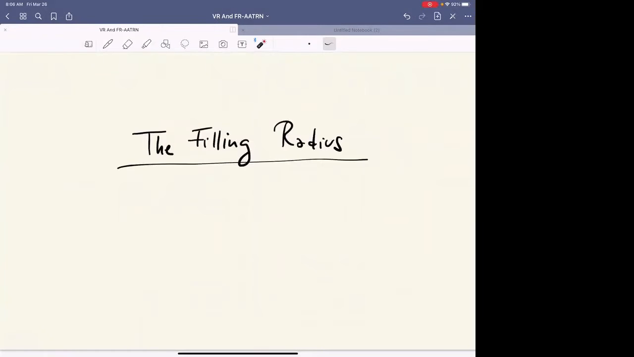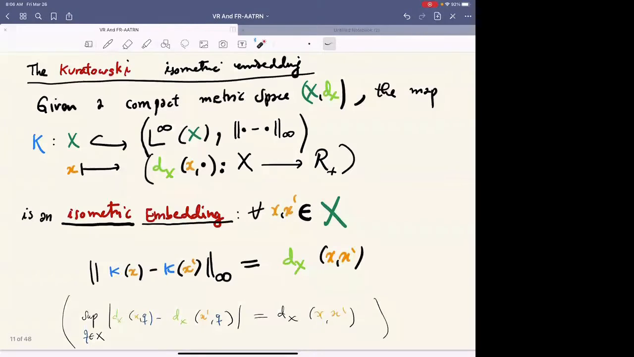I want to now jump directly into the definition of a filling radius. So for that, I first have to remind you of the so-called Kuratowski isometric embedding. So if you're given a compact metric space X, then consider a map K that goes from X into L infinity of X. And I view L infinity of X as a metric space by considering the infinity norm, the supremum norm between functions on X.